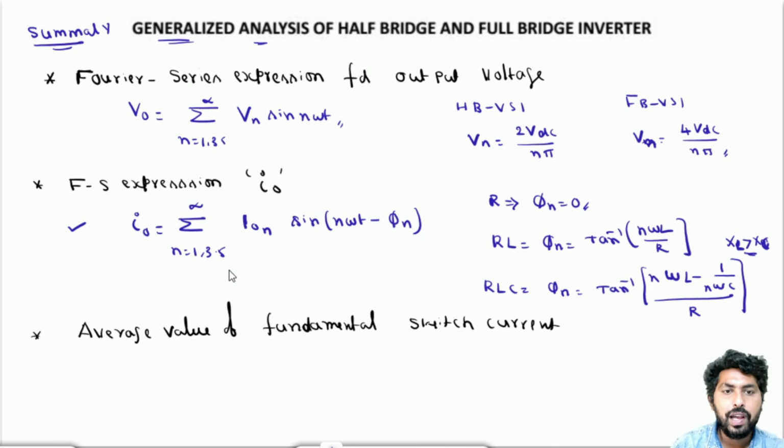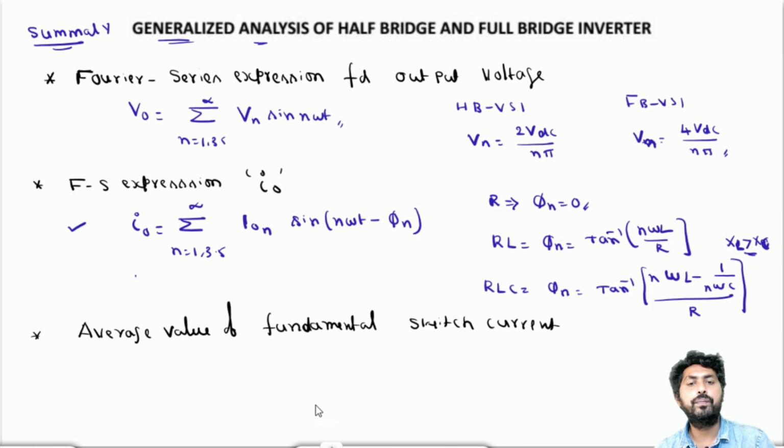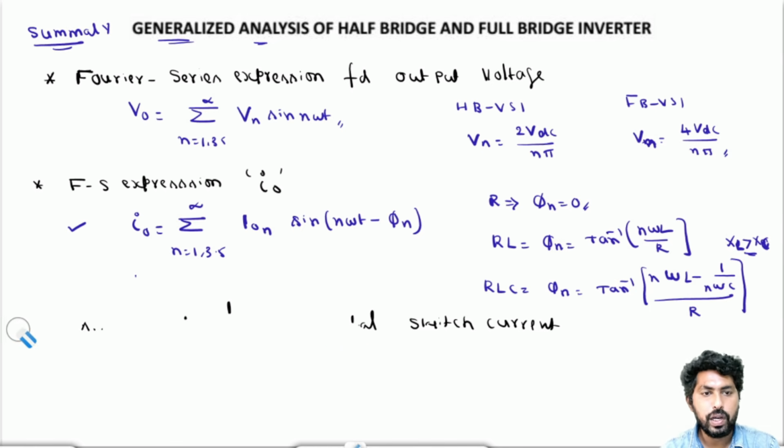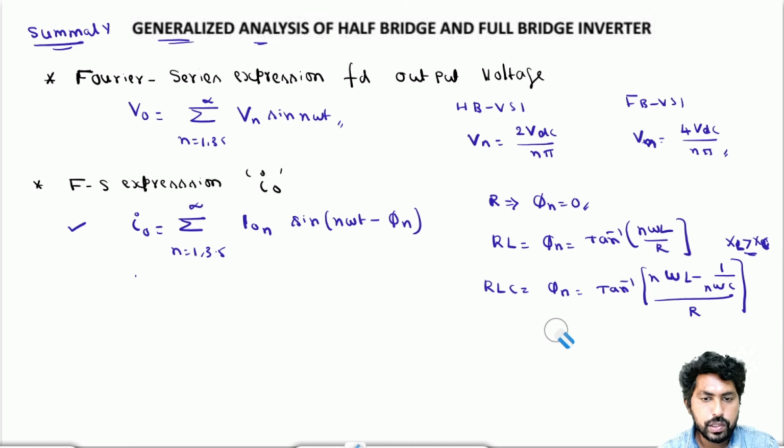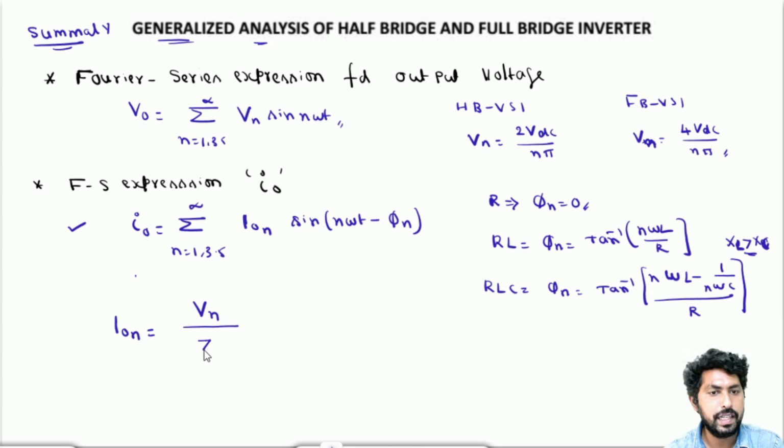So let me find the I naught n here. How do we determine I naught n? I naught n is Vn divided by Zn. Here Zn equals R for the resistive load.